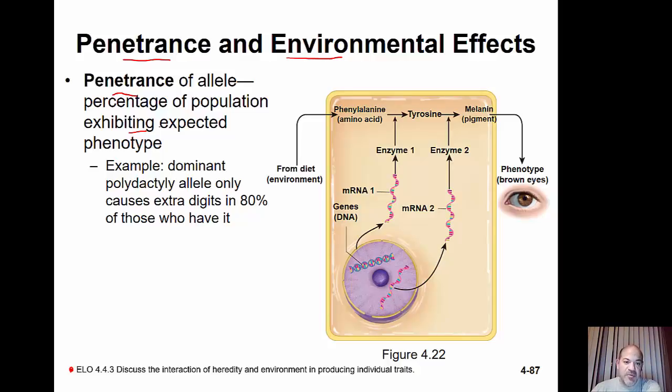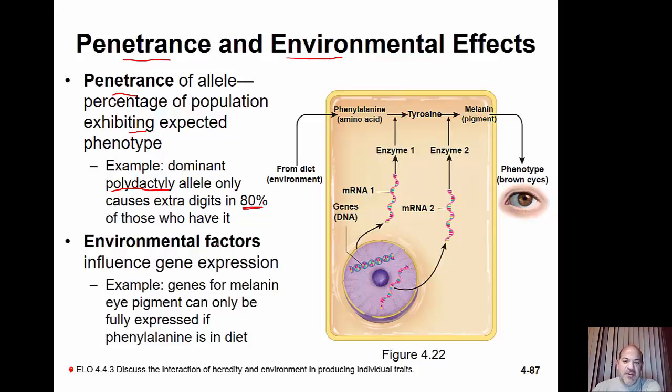A good example here is that we don't see the kind of frequency we should for polydactyly. Polydactyly is where individuals are born with an extra digit, like an extra finger or extra toe. Here the penetrance is only about 80%. So individuals that actually have this, and it's a dominant allele, individuals that end up inheriting it, only about 80% will show it. So the penetrance is 80%.